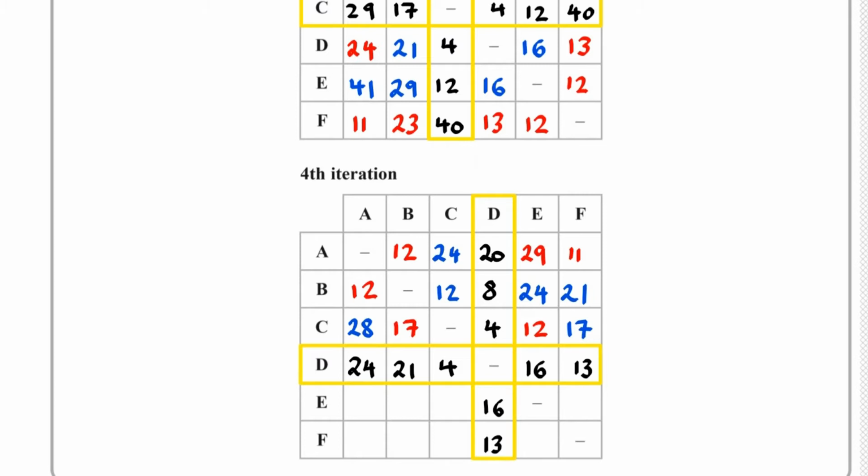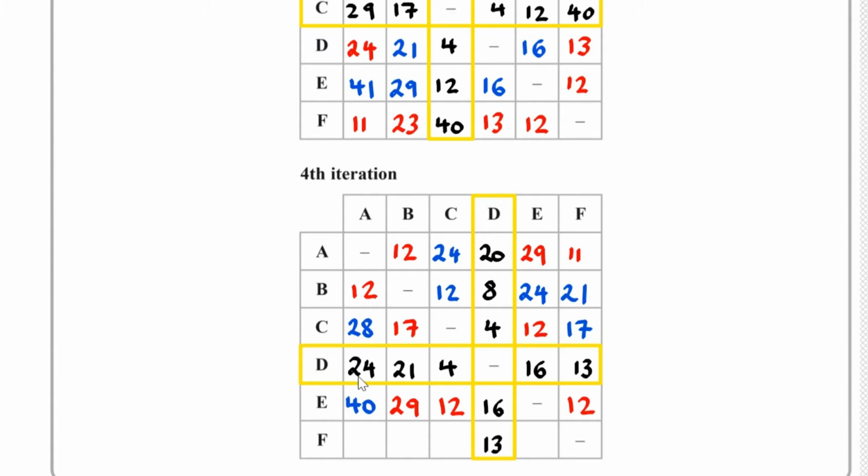Next, we compare the 24 plus 16 with the 41. 24 plus 16, which is 40, is smaller, so that goes here. Next, we compare the 21 plus 16 with the 29. 29 is smaller, so that stays. We then compare 4 plus 16 with the 12. 12 is smaller, so that remains the same. We then compare 16 plus 13 with the 12. 12 is smaller, so that remains the same.